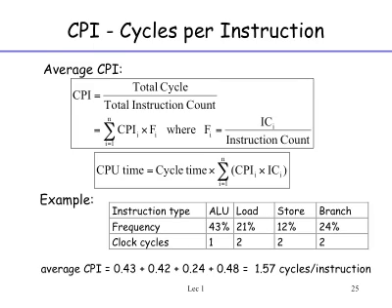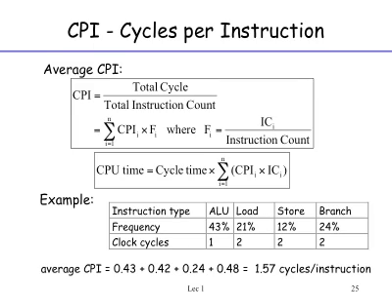Going back to the formula, that's the CPI, and this percentage is the F, the fraction. The way we calculate this average CPI is very simple. Just following that formula, we do 43% times 1, plus 21% times 2, plus 12% times 2, plus 24% times 2.